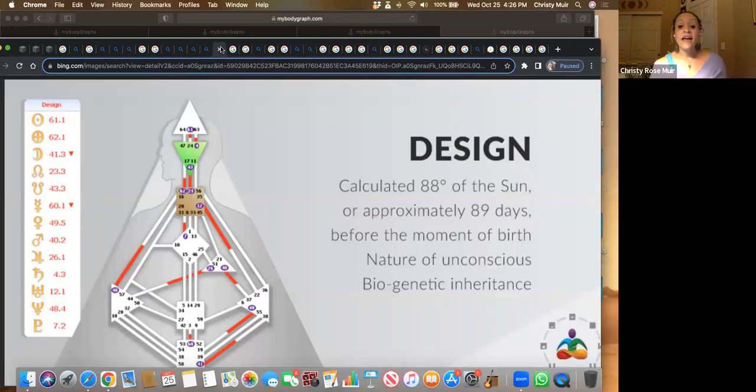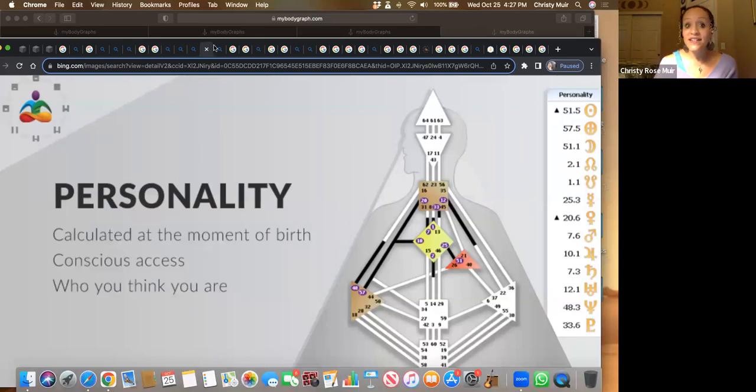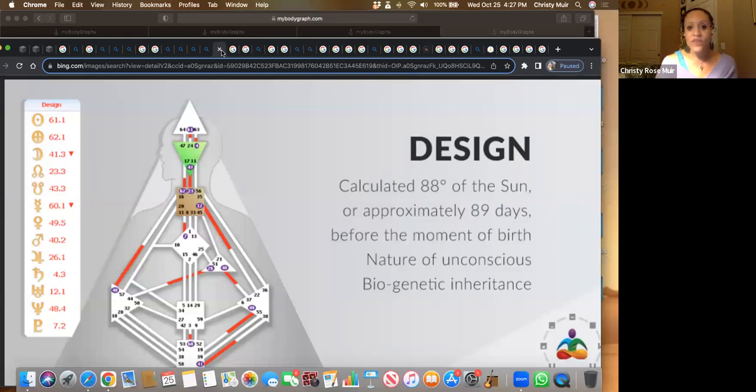The design is calculated at 88 degrees of the sun, which is either 88 or 89 days, approximately 89 days before the moment of your birth. This is your biogenetic inheritance. So this is actually what you get from your ancestors, from your mom and dad, from your family tree. Your personality is something that comes more from the realm of spirit. Your body is your ancestry. When you look at your body graph, the design is always going to be on the left-hand side of your chart. And again, the normal human design body graph, it's going to be in red. You're going to see all of the gates and channels represented in the color red. This is your unconscious.